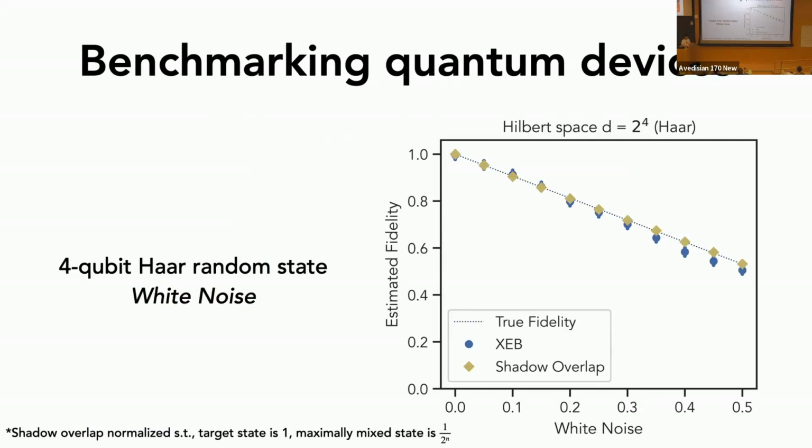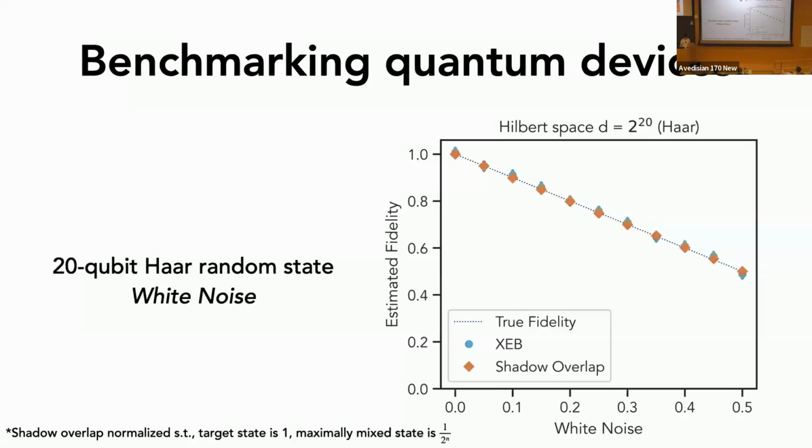Note that XEB is another approach that only uses single qubit measurements, actually just Z-basis measurements, to do quantum state certification. But because it only measures in the Z basis, it can never be truly accurate. So sometimes it could also fail very miserably. But in this case, this is a well-known setting where the target state is a hard random state, and there's white noise. In this setting, it's well known that XEB works, and shadow overlap also works very well in tracking the decay of the fidelity. The same also holds for a 20-qubit system.